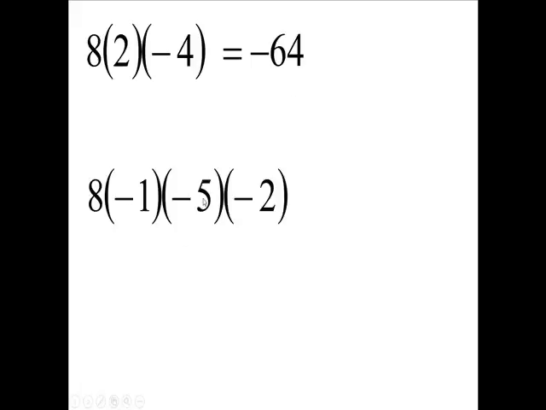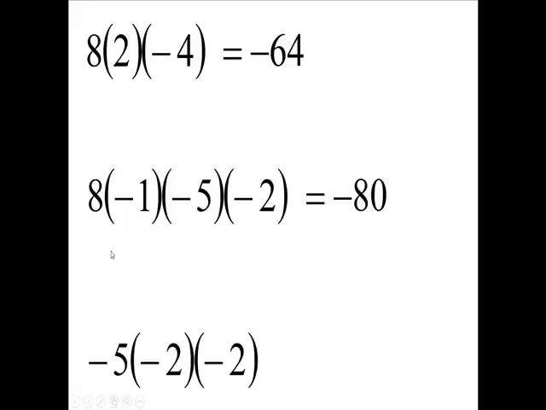Here we have how many negatives? 3. Well, I haven't really told you about 3 yet. But if you have two of them, that's going to be a plus. And then the third one's going to make it back as a minus. So you have 8 times 5 is 40. 40 times 2 is 80. And remember, if you had two negatives, you get a plus. So 3 of them is going to have to be different. Okay? How many negatives do I have here? 1, 2, 3. So we're going to get a negative answer. 5 times 2 is 10 times 2 is 20. Negative 20.